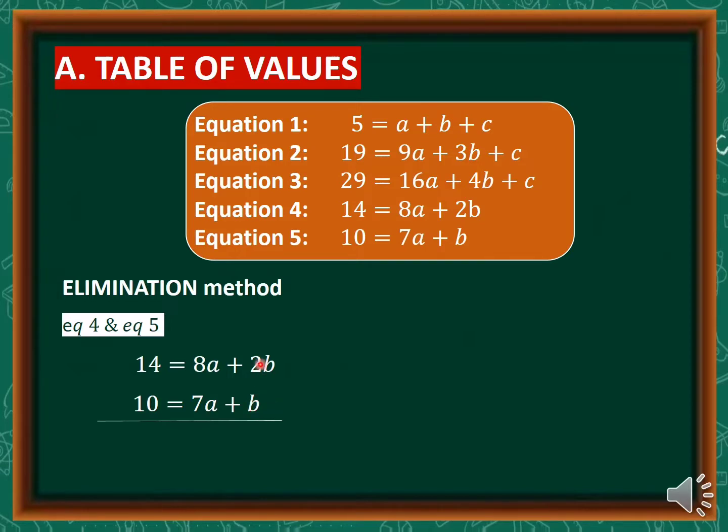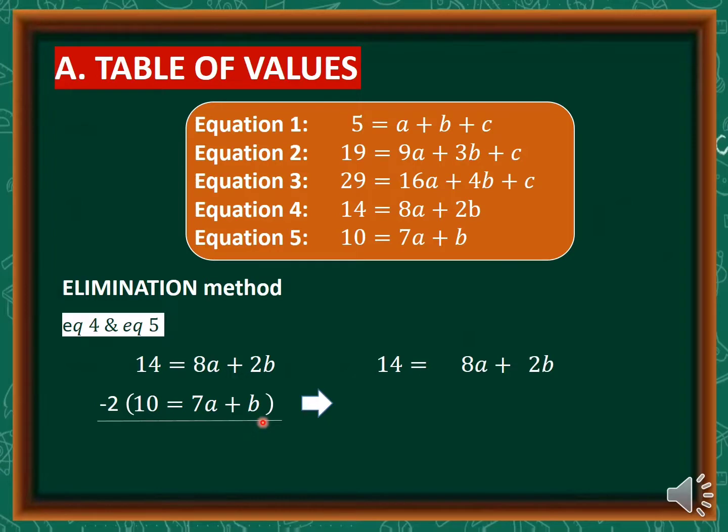Now, in order for it to be possible na ma-eliminate natin si 2b and b, let us multiply both sides by negative 2. Kapag ito naging negative 2b, then positive 2b, ma-eliminate natin si b. Nakuha nyo? Any number naman ay pwede. If you want 8a and 7a ang ma-eliminate, then imumultiply mo to ng 7 and then yung isa ay negative 8. Basta't kailangan lang opposite sila.